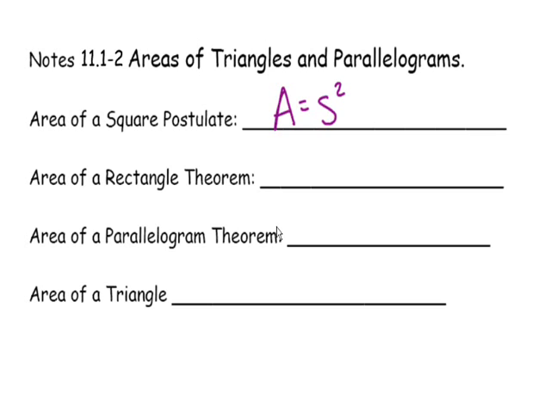The area of a rectangle theorem is that the area of a rectangle is the product of its base and its height. In other words, A equals bh. The area of a parallelogram also states that the area of a parallelogram is the product of a base and its corresponding height. So A equals bh again.